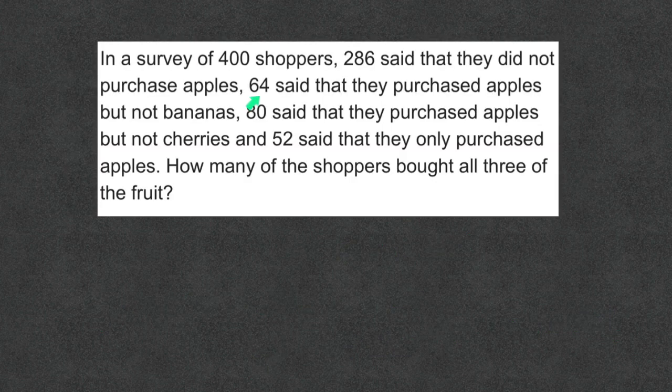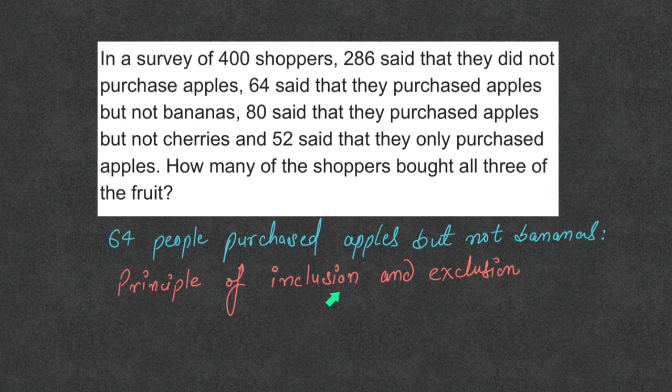Next information: 64 purchased apples but not bananas. That means, using the principle of inclusion and exclusion, I can write n of A minus n of A intersection B is equal to 64. Here we subtracted the number of people who bought both apples and bananas from the people who bought apples. So we get people who bought only apples but not bananas. Let it be equation number 1.